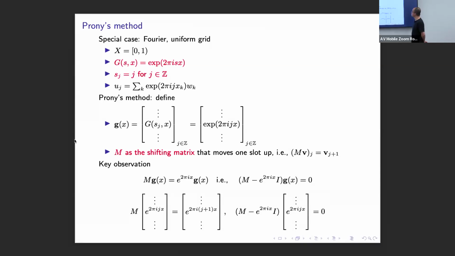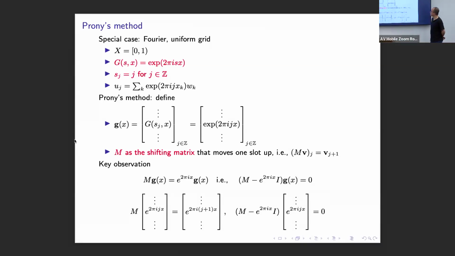In the Prony method, what you do is define this vector, which is called bold g(x). This is a vector obtained by evaluating the kernel at all the grid points given to you. In our case, because the grid points happen to be the integers and the kernel is the Fourier kernel, every entry of this vector g(x) is exponential 2 pi i j x. Now, we don't really need the data for all the integers, as you will see, but for the purpose of the presentation, it's easier to think about the infinitely long vector first. It's a vector indexed by all the integers, and it is parameterized by my parameter x. So for different x, you have a different vector.